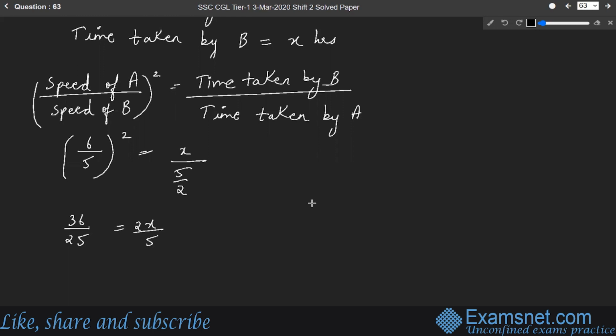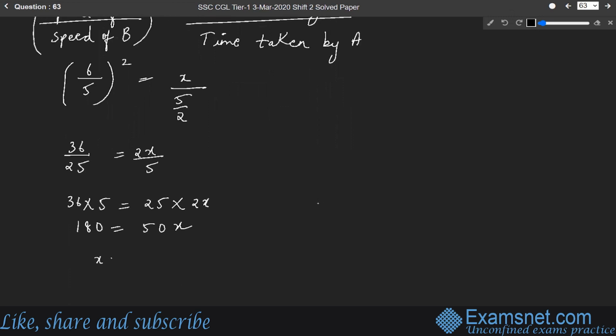Now what we have to do is cross multiply. So 36 into 5 is equal to 25 into 2x, right? After cross multiplying, this is the value. Now, what is 36 into 5? It is 180, which is equal to 25 into 2x, which is 50x. So x will be equal to 180 divided by 50. Okay. What is the value of x? x will be 180 divided by 50. The 0 and 0 will be cancelled. So x is 18 by 5.